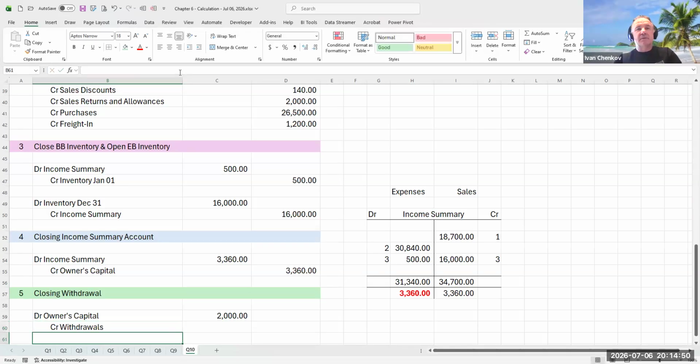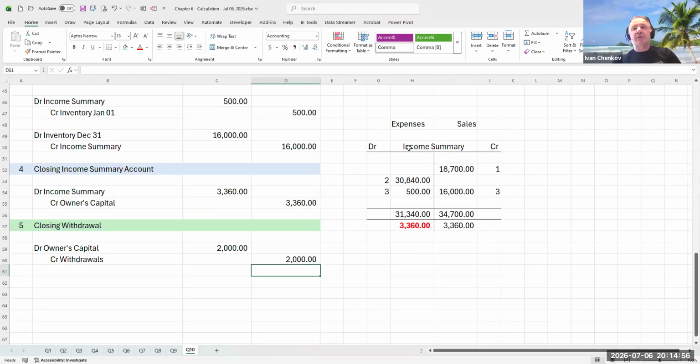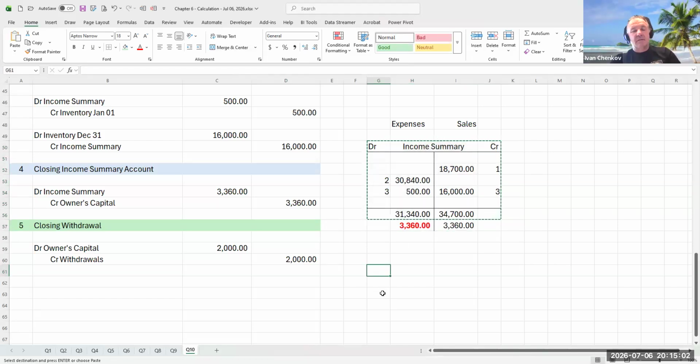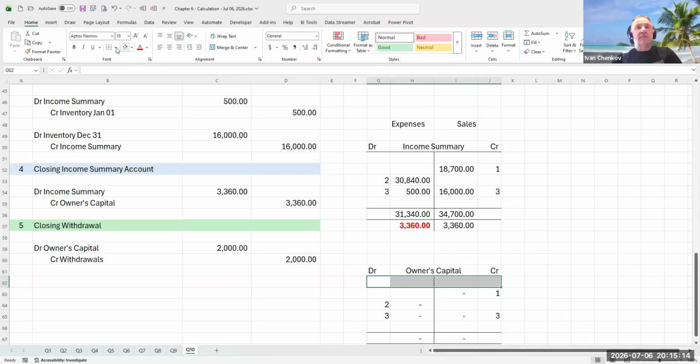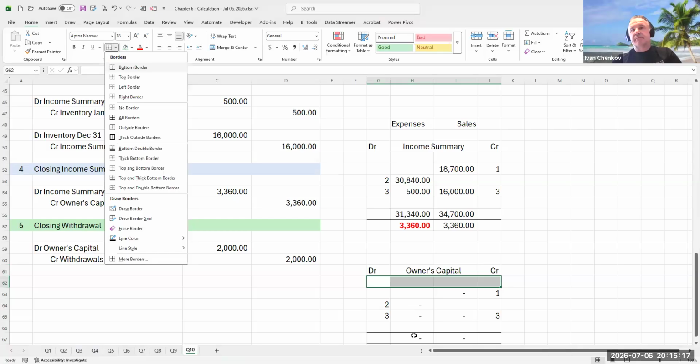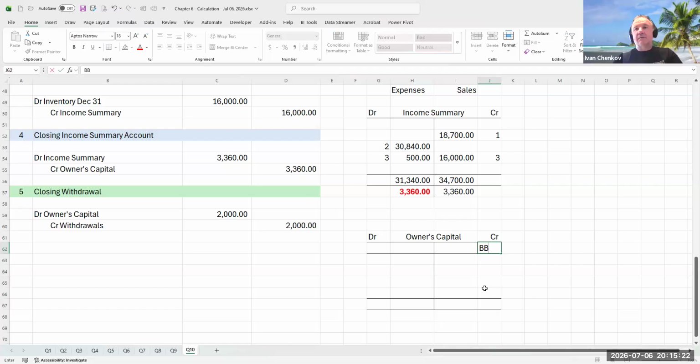The one that we're closing, withdrawals, with $2,000. So at this point, can we see what's happened with the owner's capital account? Let's use this one, owner. Now, owner's capital account has a beginning balance and an ending balance. The normal balance is credit. If you end up with an ending balance on the debit side, that means the owner owes money to the company.